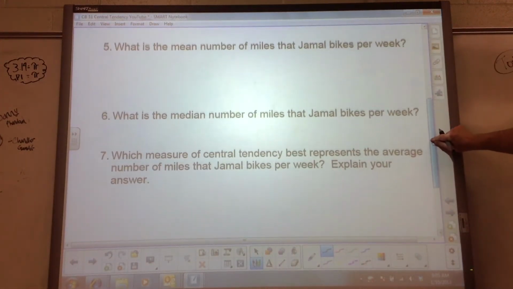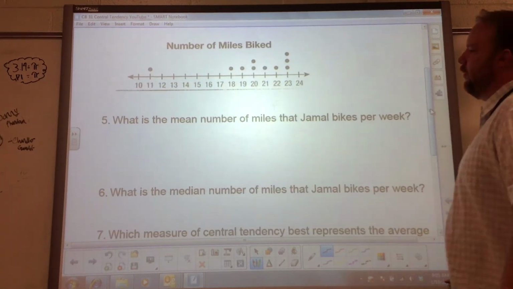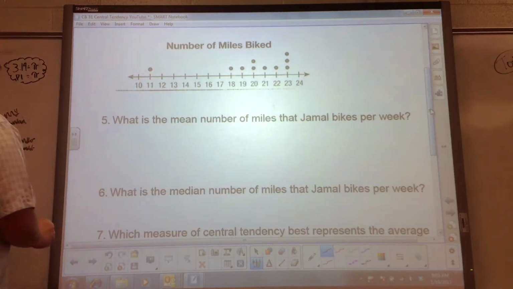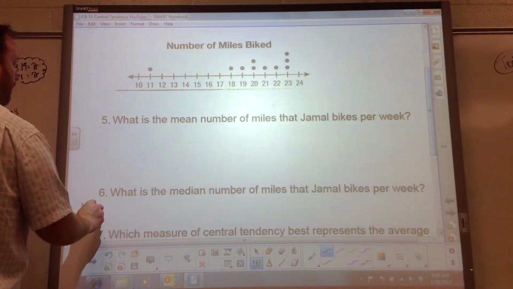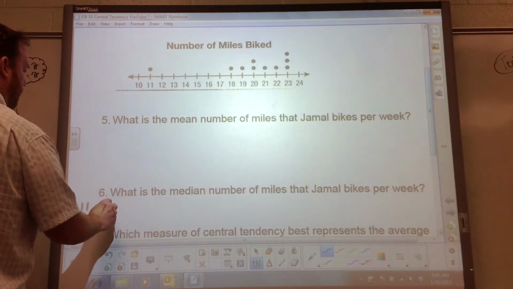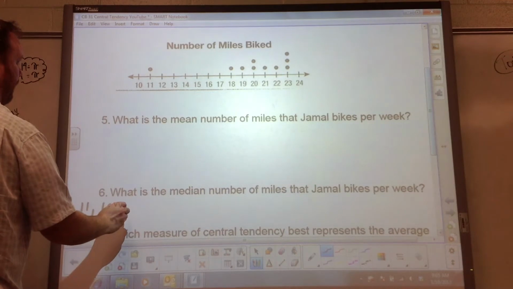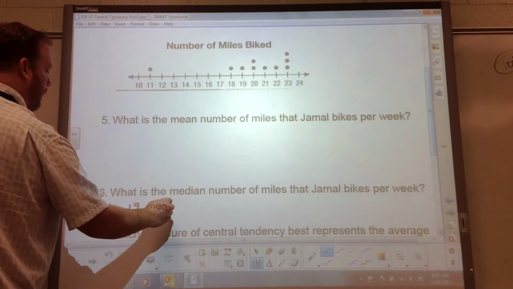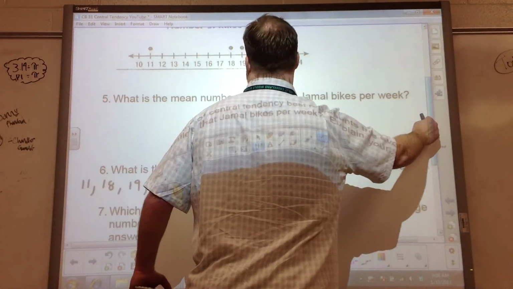What is the median number of miles that Jamal bikes per week? So let's go ahead and put these in order from least to greatest like we did, so we can try to find the median. And it looks like we have an even number of data here, so we're going to have to average the two in the middle again. So we're going to have 11, 18. By the way, this might be an outlier here. Kind of doesn't really belong in the data set. Kind of a weirdo. And we got 20, 20.